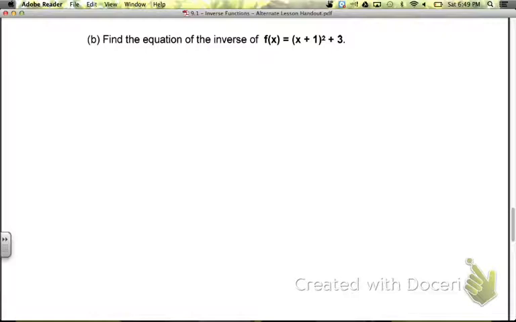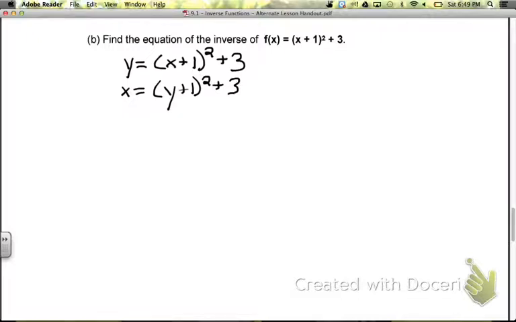So once again, we're going to follow our steps. So our first step is to replace our f of x with y. So it's going to become y equals (x plus 1) squared plus 3. Next step, number 2, we're going to replace our x with our y's and our y's with our x's. So x equals (y plus 1) squared plus 3. Third step, we're going to solve for y.